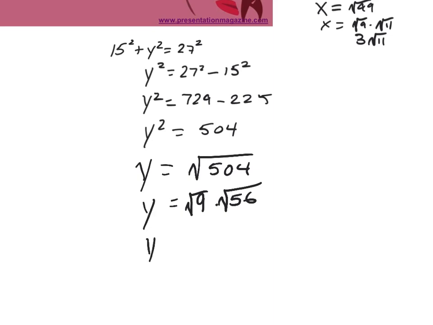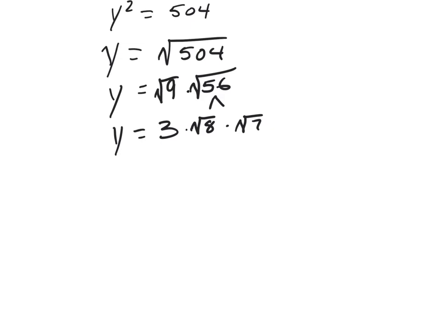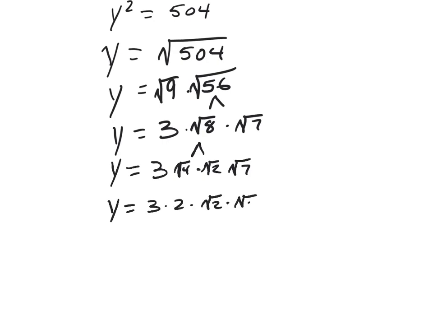What is that 9 going to become? Now that 56 is probably going to have to be broken up, but it should be familiar to you if you know your times table: 7 times 8. So we've got the square root of 8 times the square root of 7. Neither one of those helps me, but one of them I feel would break down. Great. So y is equal to 3 times the square root of 4 times the square root of 2 times the square root of 7. So we get 3 times 2 times the square root of 2 times the square root of 7, which equals 6 times the square root of 2 times the square root of 7.